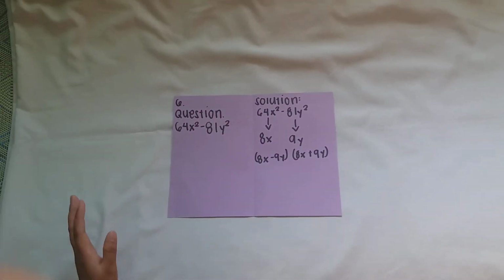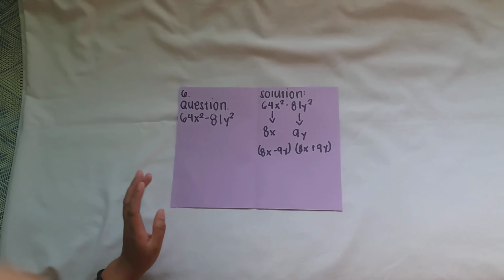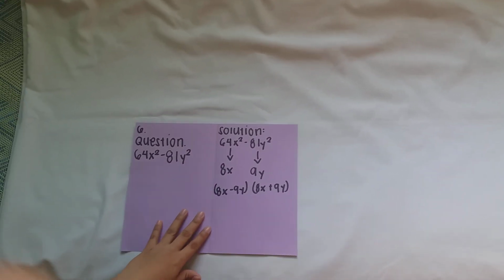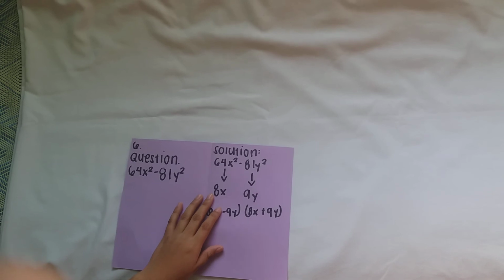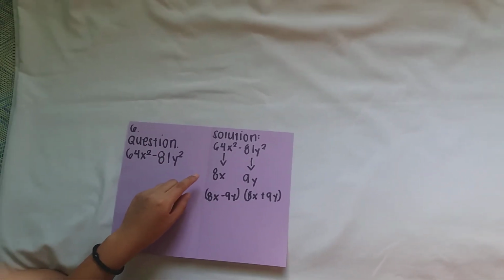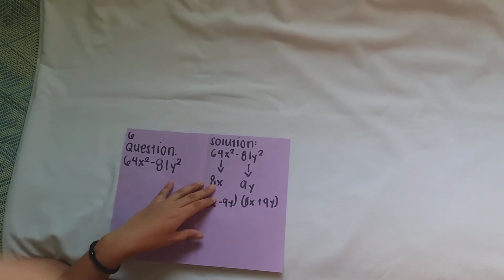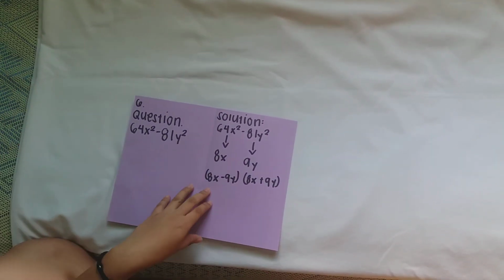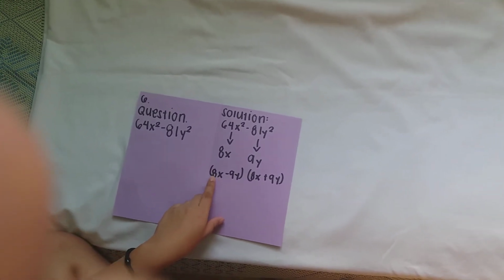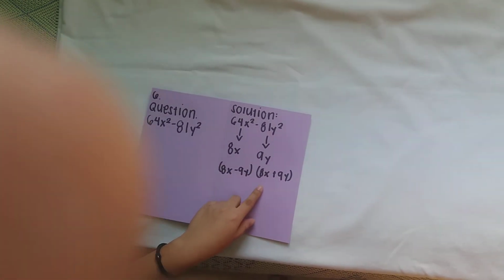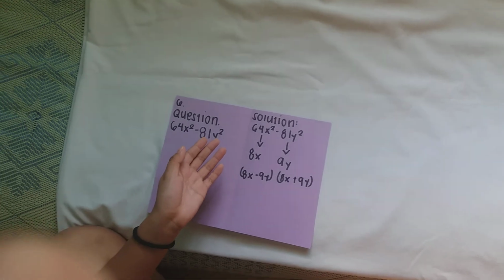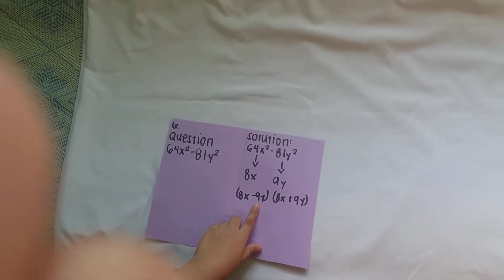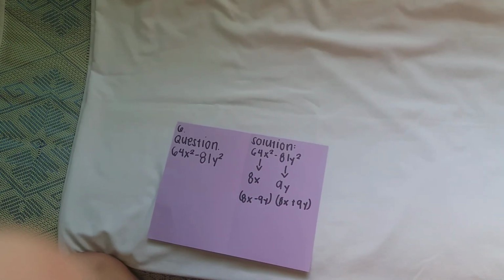And now for the last question, 64x squared minus 81y squared. Find the square root of 64x squared, which is 8x, and the square root of 81y squared, which is 9y. So put it in parentheses. Checking, 8x times 8x is equal to 64x squared, and 9y times 9y is equal to 81y squared.